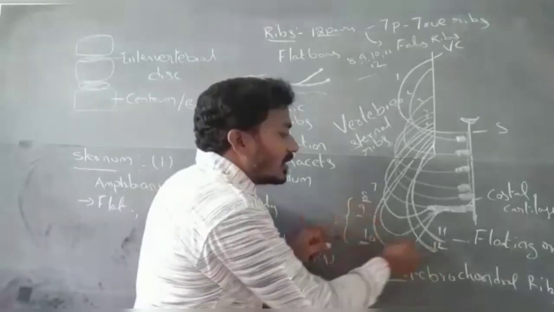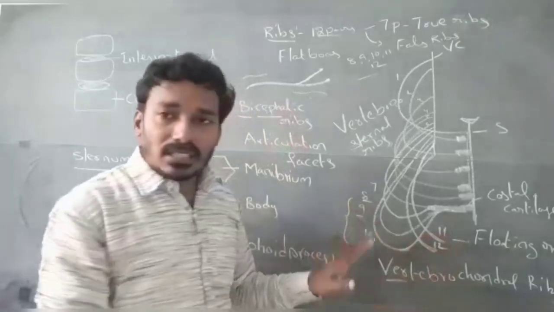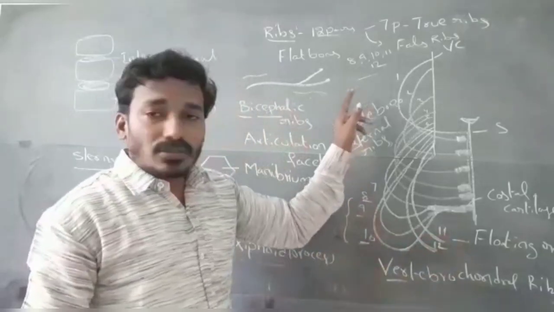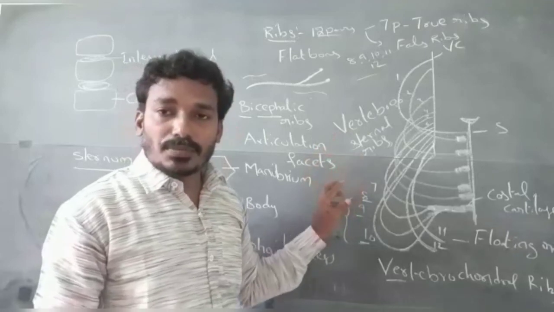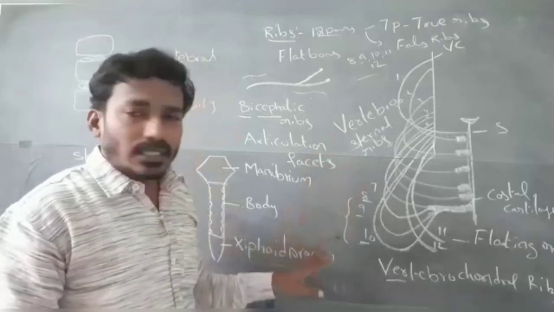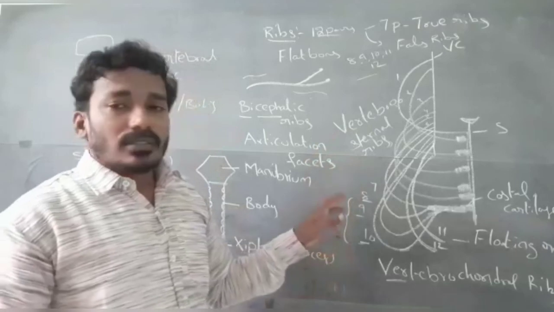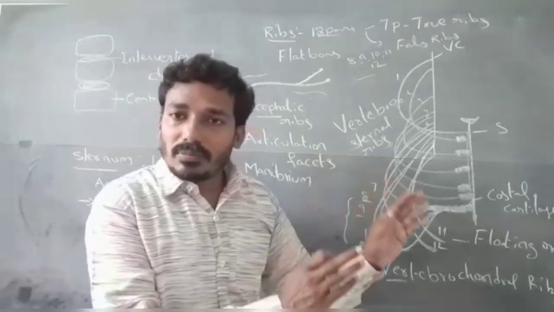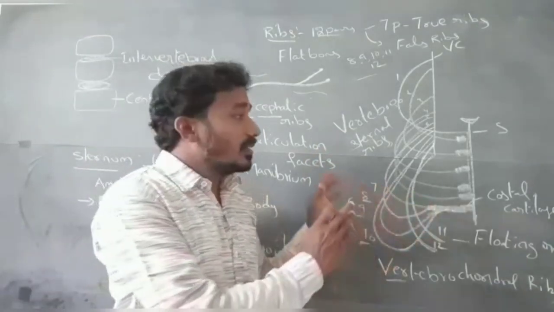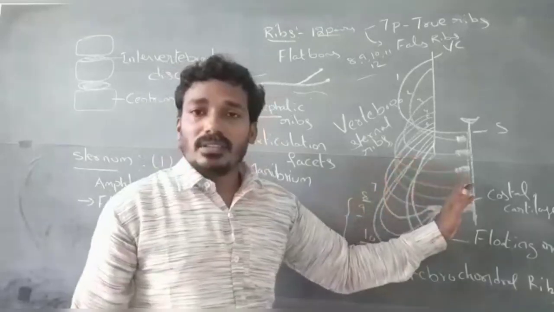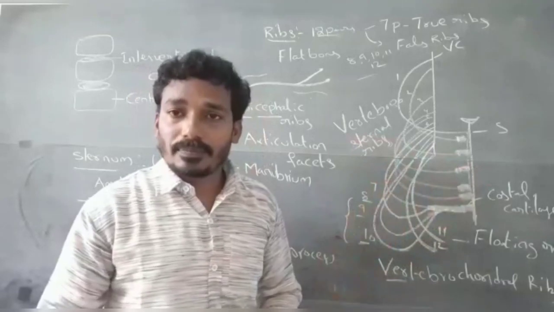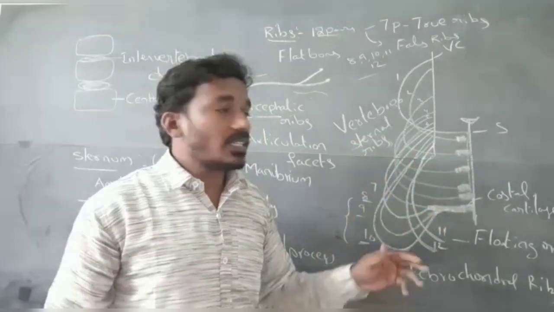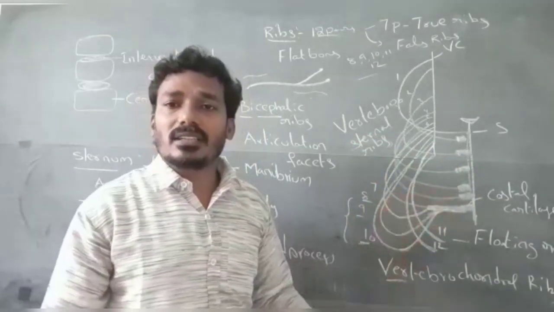The 8th, 9th, 10th, 11th to 12th ribs are false ribs. The first to 7 pairs of ribs are called true ribs. Ribs, vertebral column, thoracic vertebrae, ribs and sternum, these three form the rib case. Rib case helps for the protection of internal soft organs.